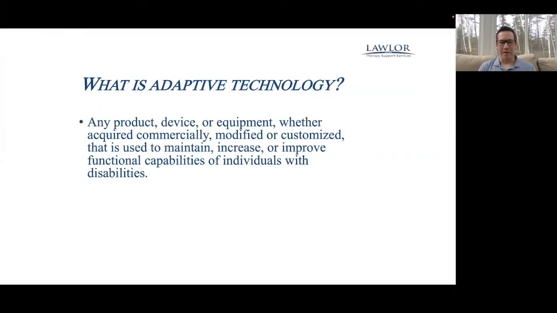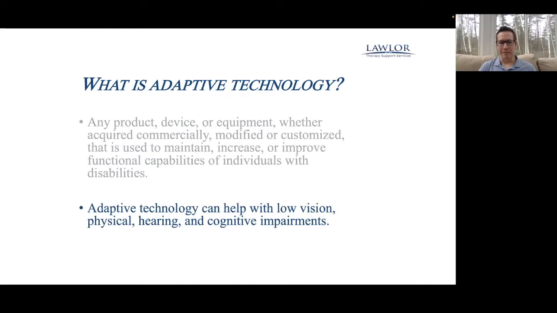It's any product, any device or equipment, whether you bought it or you modified it in any way or customized it, and you use it to help improve your functional capabilities. I'm going to give you some examples of what that looks like. A lot of it can help if you have any issues with low vision, any physical impairments, hearing or cognitive impairments. So technology can really help you in those areas.